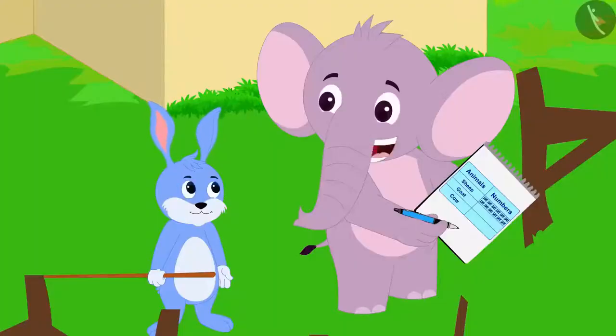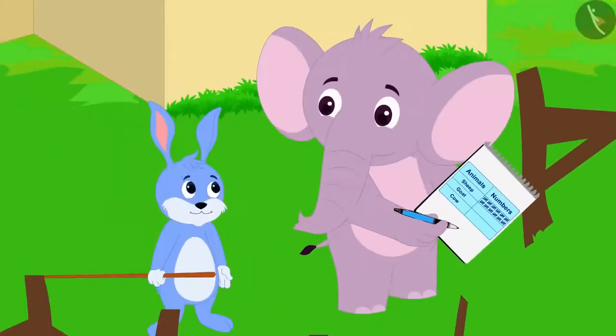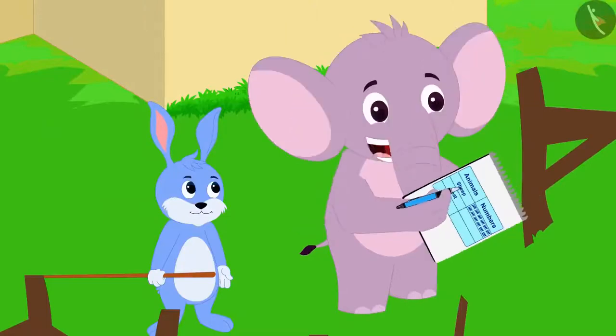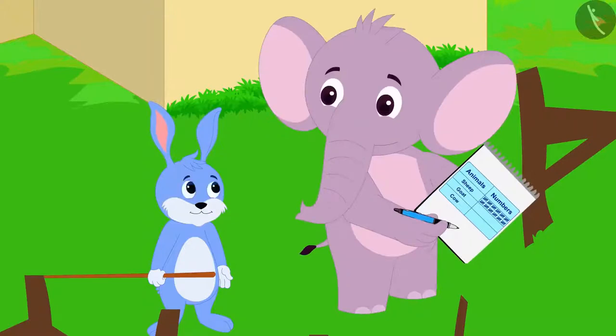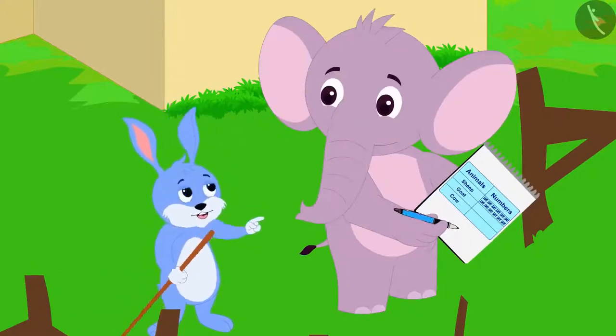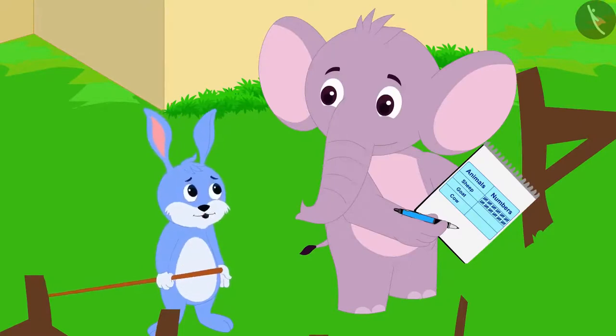Bunny, I finished counting all my sheep very quickly. But now I see only groups of 5 tally marks. How will I know what the total number of sheep is? Appu asked Bunny. Bunny laughed. You just count these groups of 5.